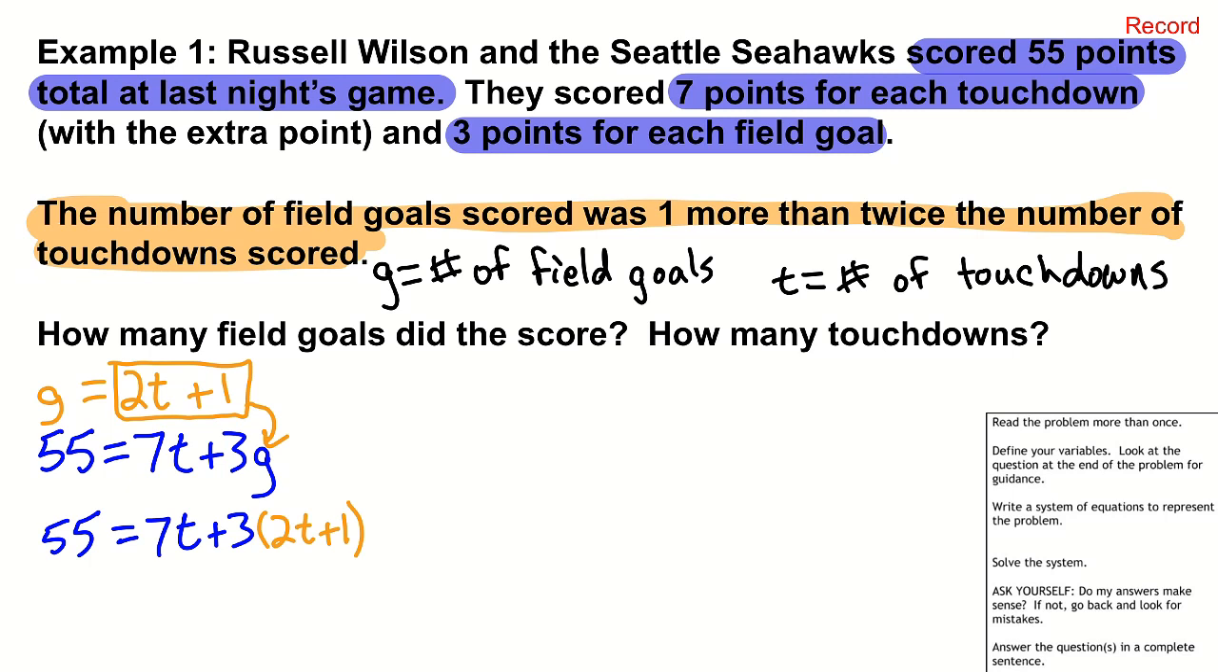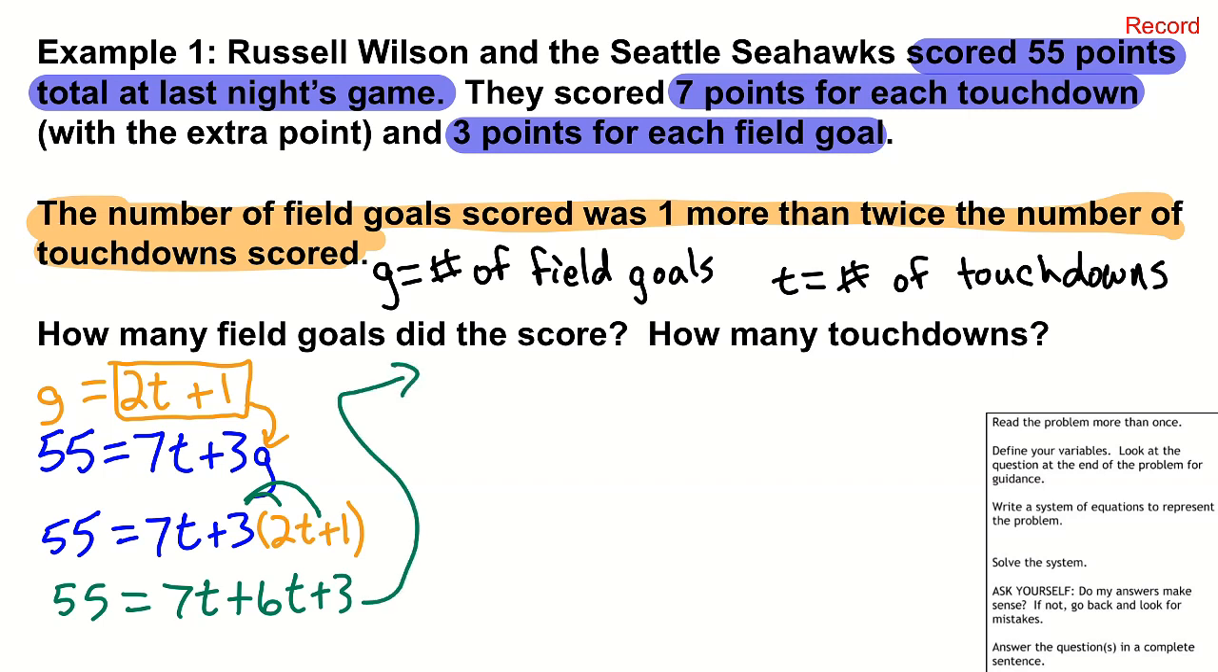this practice problem. We're going to distribute the 3. So we get 55 is equal to 7t, and then 3 times 2t is plus 6t, and then 3 times 1 is 3. And I'm going to bring this up here for my next step, which is to combine my t terms. So I have 55 is equal to 7t plus 6t is 13t plus 3.